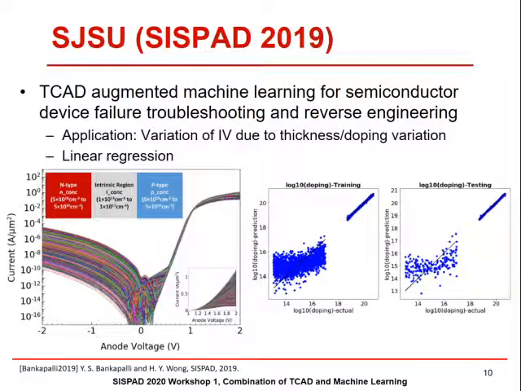The second example is from San Jose State University. In this work, a one-dimensional PIN diode is considered. Variation of the IV curve due to the thickness and doping variation is simulated. After that, by using the linear regression technique, the thickness and the doping density are predicted and compared with the actual values.